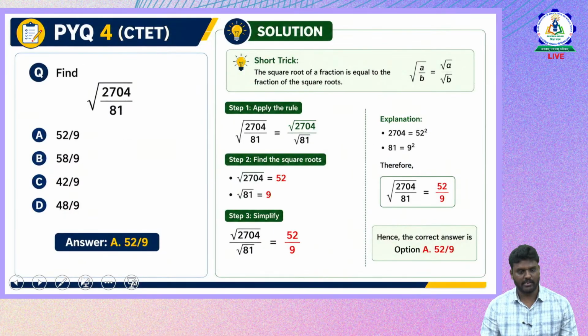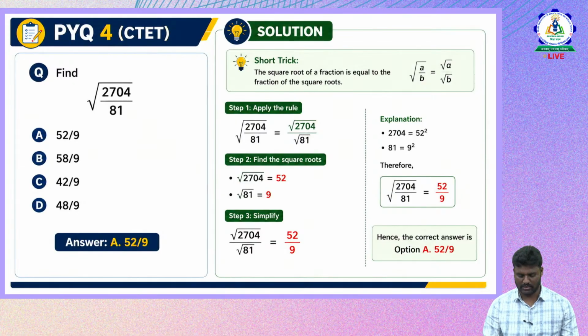Now there is another question which they have discussed. Find the square root of 2074 divided by 81. Now they have given the square root in fraction form. So we need to find the value of that.